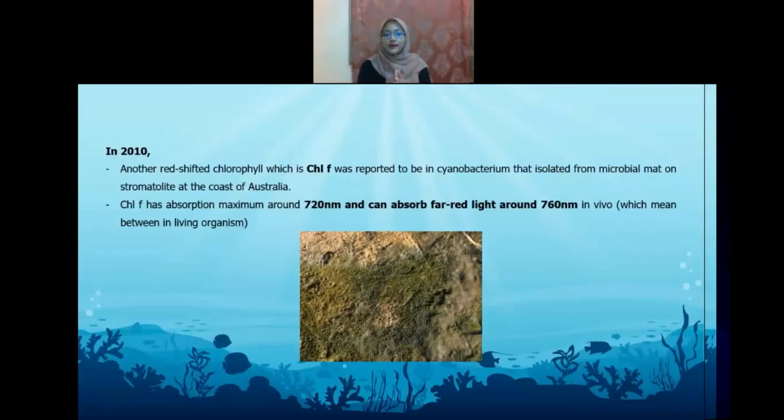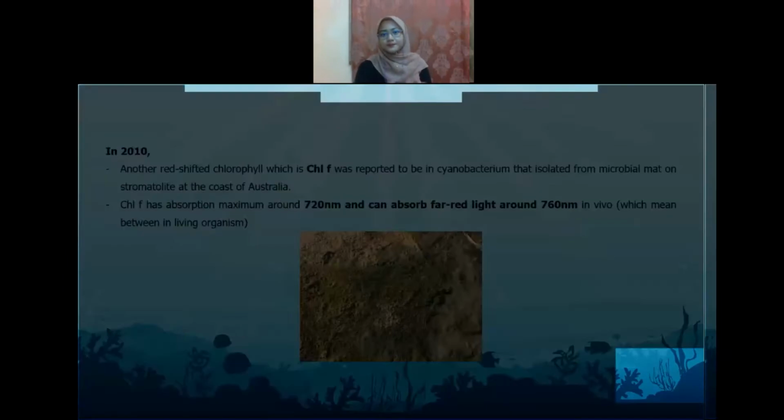So in 2010, scientists found another red-shifted chlorophyll named chlorophyll F. We can find chlorophyll F in a cyanobacterium isolated from a microbial mat on the stromatolites at the coast of Australia. Chlorophyll F has an absorption minimum around 720 nanometers, and it can absorb far-red light around 760 nanometers in vivo, which means in a living organism.